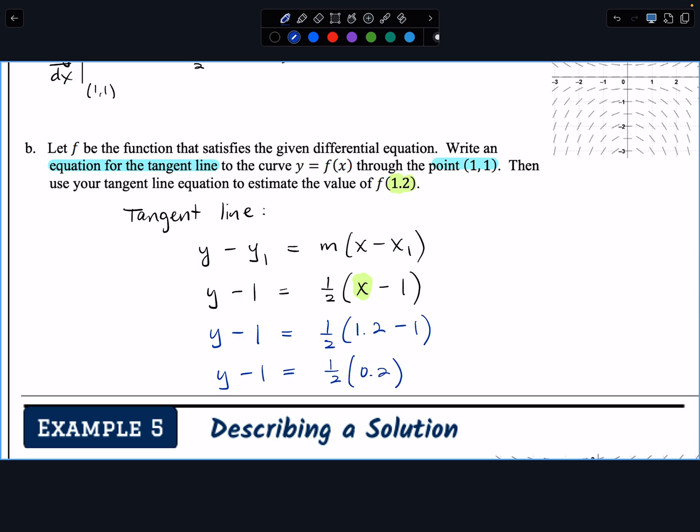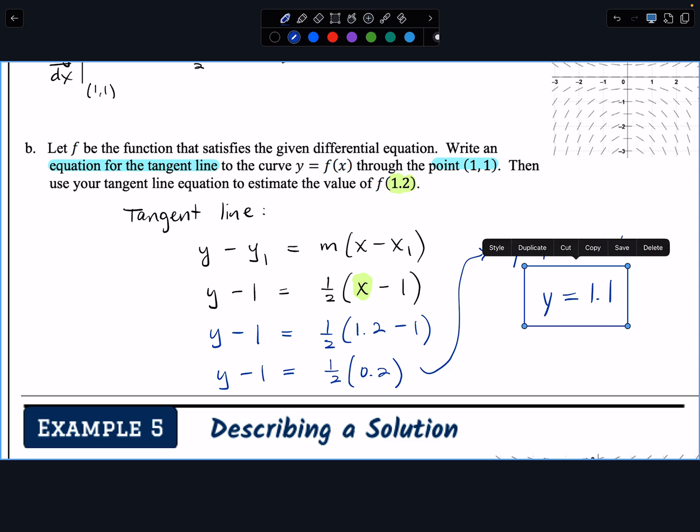What's half of 0.2? 0.1, right? And then to get y by itself, add 1. So y equals 1.1. That wasn't that hard, right?